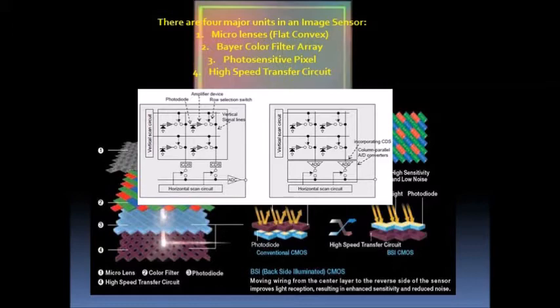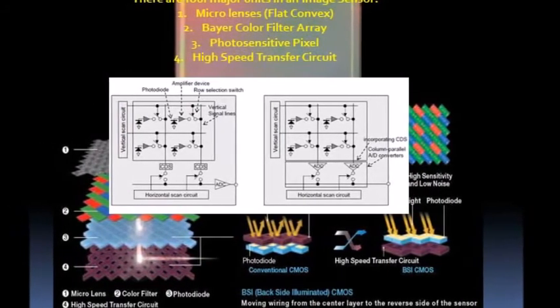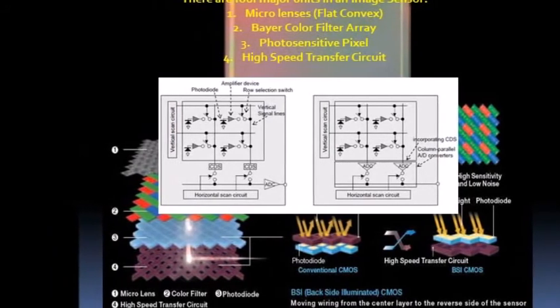So now you know that we have 4 layers: microlens, Bayer color filter array, the photosensitive pixel, and the fourth layer is a high-speed transfer circuit, and each of them has a different role to play in that image sensor. Now before we go further into detail of why they have those 4 layers, let's get into more details of why they are using the color filter in that image sensor.